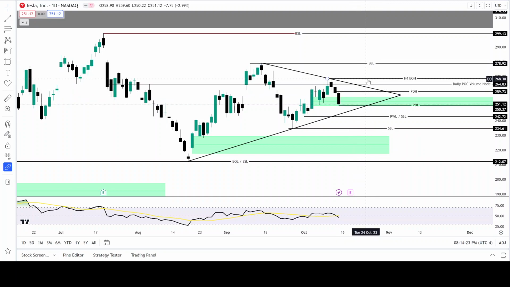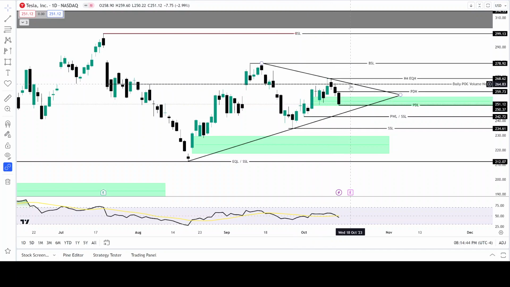So if we broke out, we'd be taking that daily point of control volume node, seeing if it continues to offer support or resistance. You can see even back here that price has been resistance. We gapped under that more or less. Now we're trading back up to it. It has continued to be a sticking point.